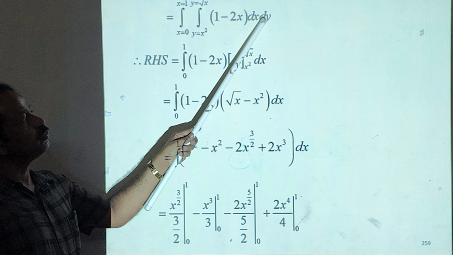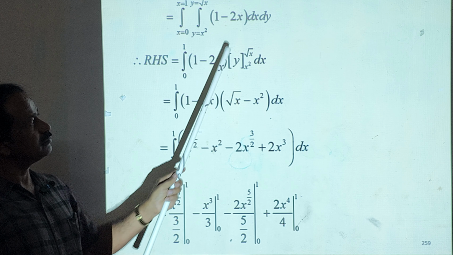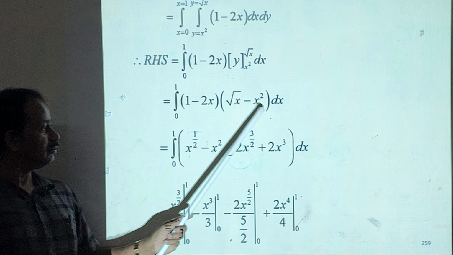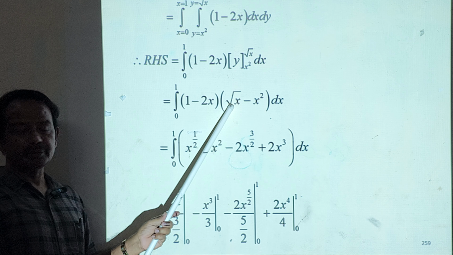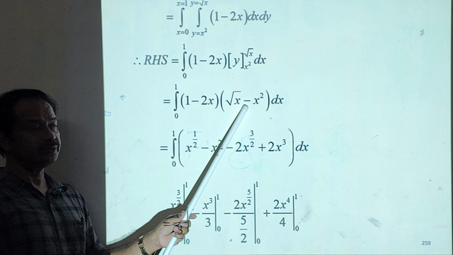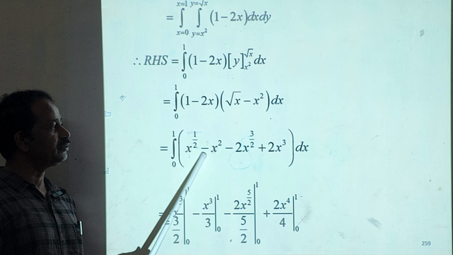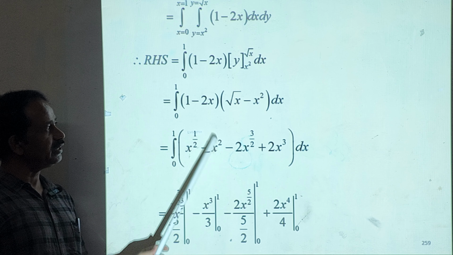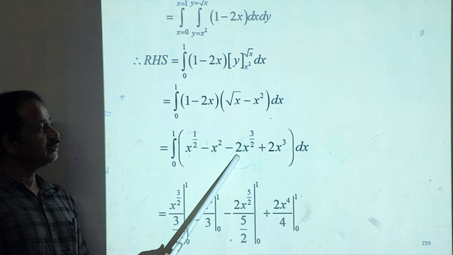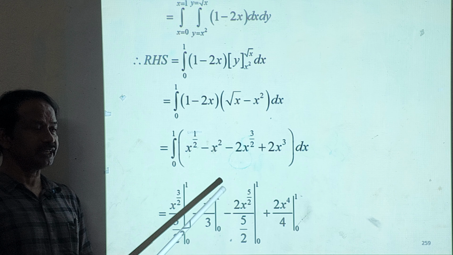So first we will integrate with respect to y, that will give you y, from x squared to root x. Substitute the upper limit will give you this. Substitute the lower limit will give you this. Now this is x to the power 1 by 2. Now multiply 1 minus 2x by x to the power 1 by 2 minus x squared. So that will be x to the power 1 by 2 and minus x squared. Here it is minus 2x multiplied by x to the power 1 by 2 will give you minus 2x to the power 3 by 2. Minus 2x multiplied by minus x squared will give you plus 2x cube.